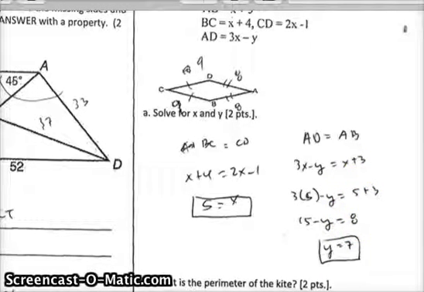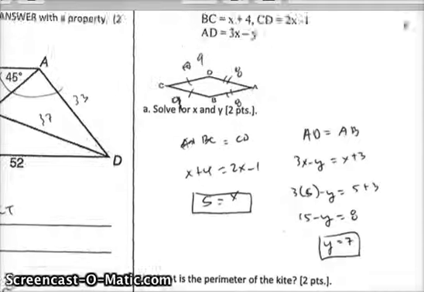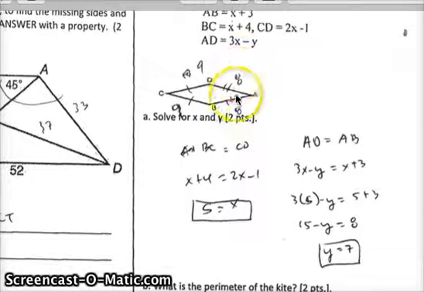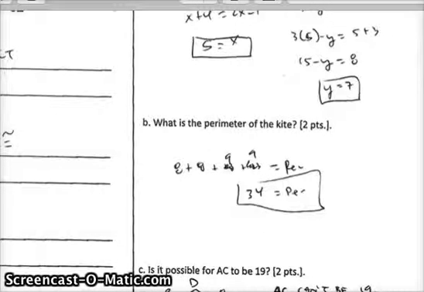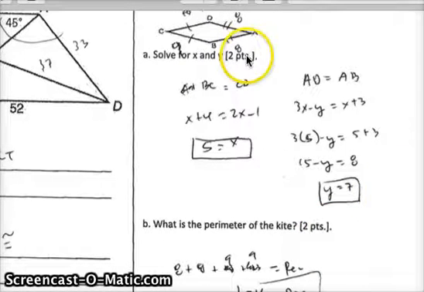Now, question A says, what is the perimeter of the kite? So perimeter just means substitute your values back in, and you'll get the side lengths of 8, 8, 9, and 9. If you add those all up together, you'll get a perimeter of 34. I made question B extra credit. So if you and your partner got some points on there, I changed it to 2 points extra credit. I also changed question A here, instead of 2 points, as a total of 4.